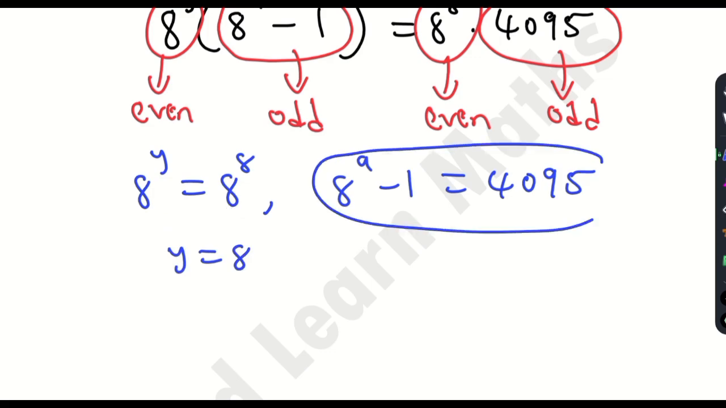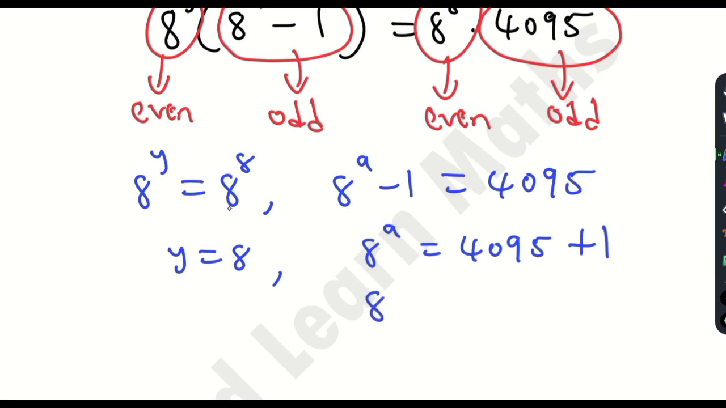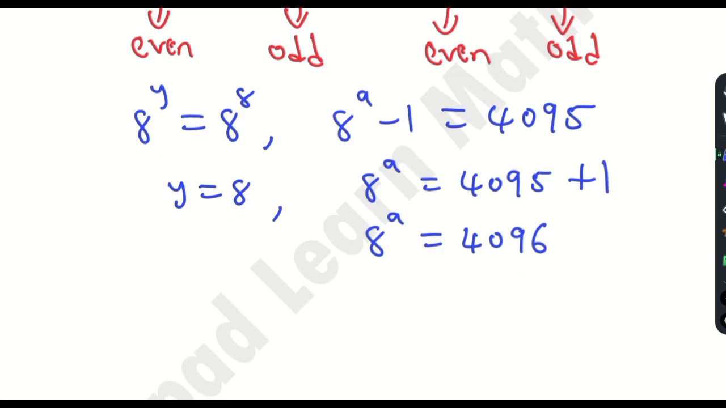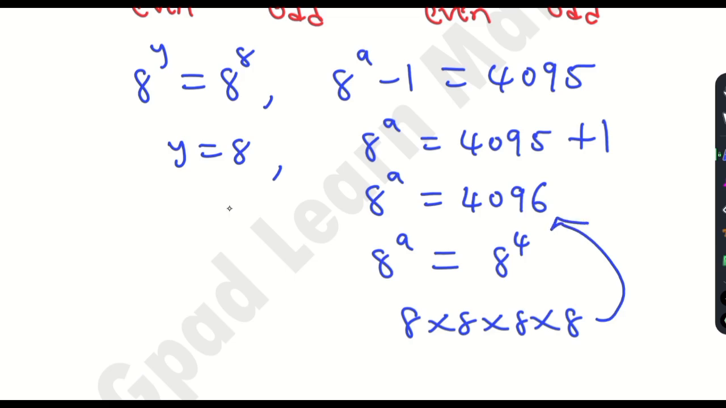What about what we have on this side? If you transpose minus 1 to the right-hand side, you are going to have 4095 plus 1, which gives 4096. Do you know that I can express 4096 as a power of 8? Yes, I can. So 8 raised to power a is equal to 4096, which is equal to 8 raised to the power of 4, because 8 times 8 times 8 times 8 will give you 4096.